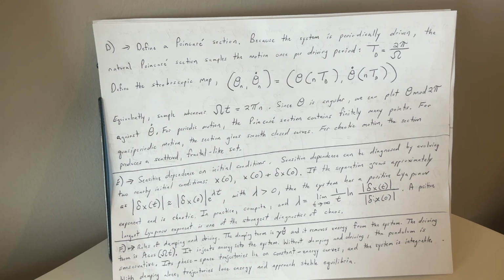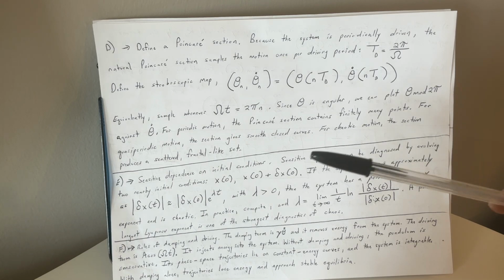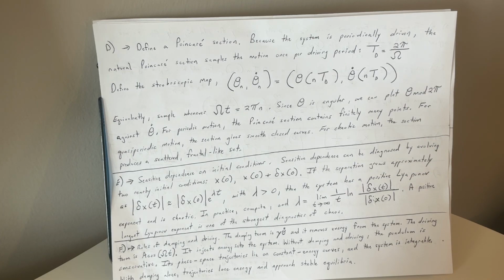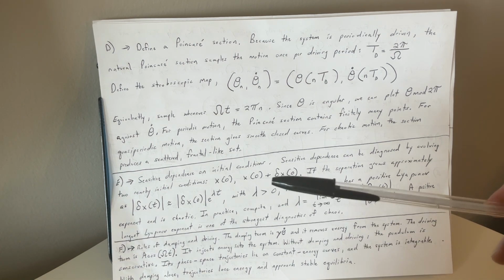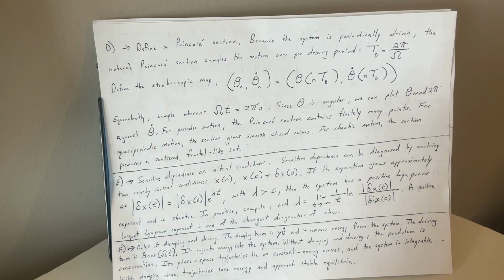For periodic motion, the Poincare section contains finitely many points. For quasi-periodic motion, the section gives smooth closed curves. And for chaotic motion, the section produces a scattered fractal-like set. Okay, moving along to part E, sensitive dependence on initial conditions. Sensitive dependence can be diagnosed by evolving two nearby initial conditions, x of 0 and x of 0 plus delta x of 0.